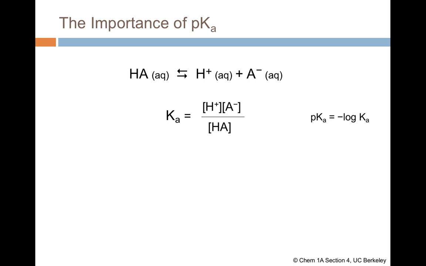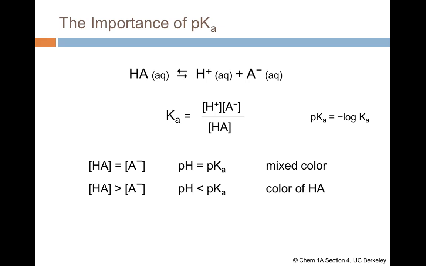So just to hammer this point home one more time, the truly important quantity in determining the color of your indicator solution is the pKa of this indicator. Because if you have a pH equal to that pKa, you will have equimolar concentrations of HA and A-. You're going to see whatever color is made when those two colors of HA and A- mix together. If instead you observe the color of the HA species, that tells you that the concentration of HA is higher than the concentration of A-.